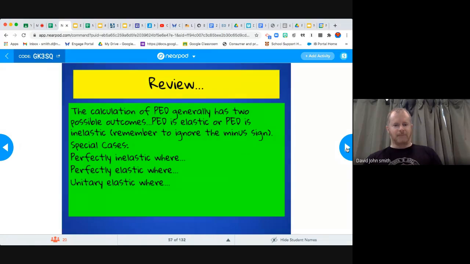All right, calculation of PED generally has two possible outcomes. You generally say it's either going to be elastic or it's going to be inelastic. Remember to ignore the minus sign. There will be some special cases where it is perfectly inelastic, perfectly elastic, or when it is unitary. And we need to know when that happens. So perfectly inelastic, when PED is 0, perfectly elastic, where PED equals infinity, and unitary elastic, where PED equals 1. Those will be the special cases.